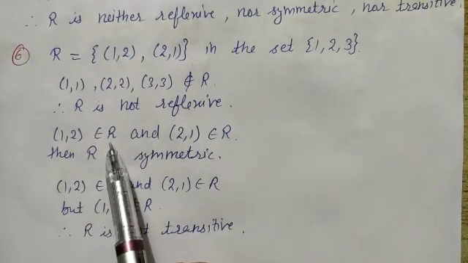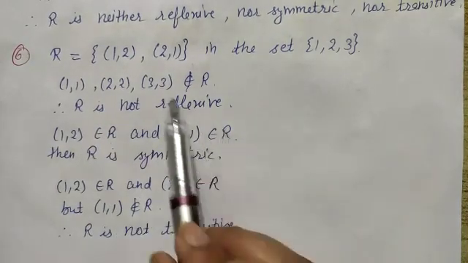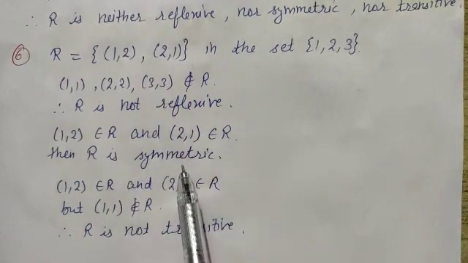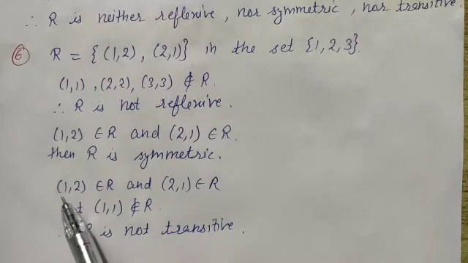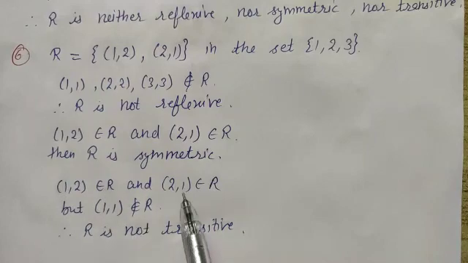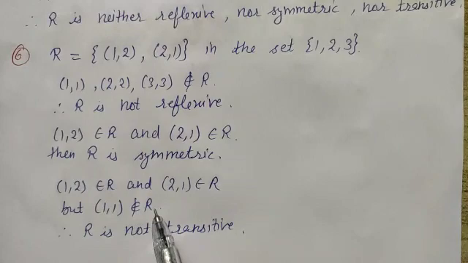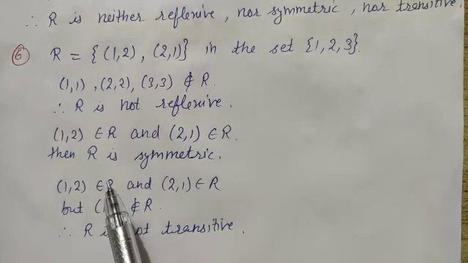Now (1, 2) belongs to R and (2, 1) belongs to R here. So R is symmetric. Now for transitive: (1, 2) belongs to R and (2, 1) belongs to R, but (1, 1) does not belong to R here. So R is not transitive. So R is symmetric but neither reflexive nor transitive here.